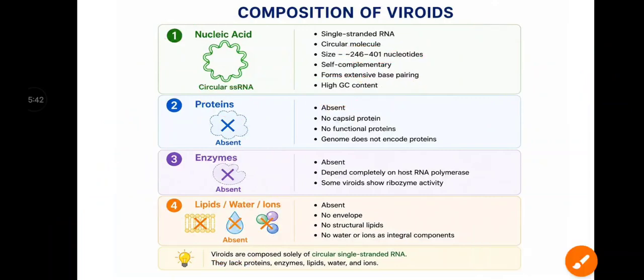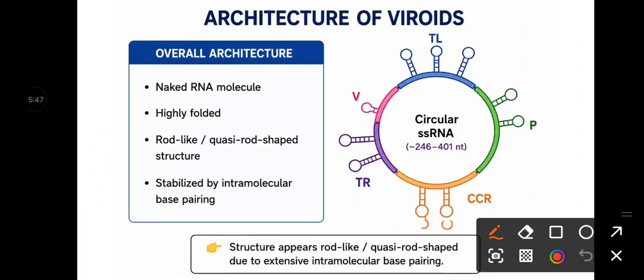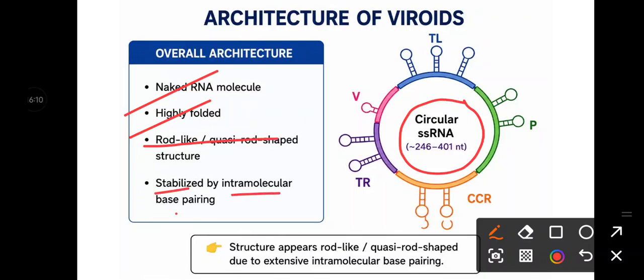Okay, next, about the architecture of viroid. The virus architecture was actually very complex. Three types of symmetry were observed, but here this is a simple circular single-stranded RNA. Already we have discussed: naked RNA, highly folded, forming a quasi-rod shape, stabilized by intermolecular base pairing due to the self-complementarity. So no such architecture is there, just like the virus.